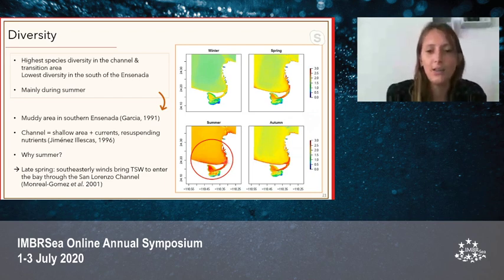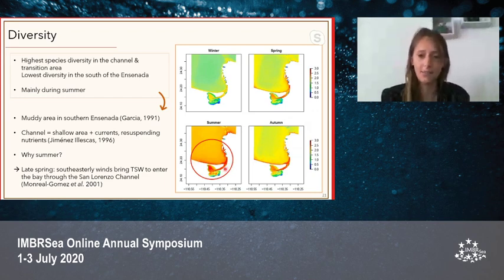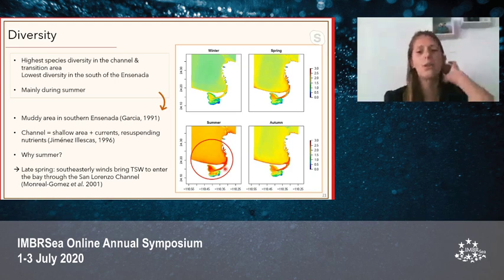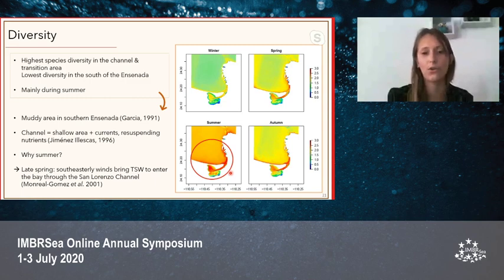Then in the channel and in the transition area, the diversity is so high since both are very shallow areas where important currents are occurring, which are actually resuspending the nutrients in the water column. And since tropical and subtropical phytoplankton is limited by nutrients rather than by light, this could be an explanation why this area is so diverse.